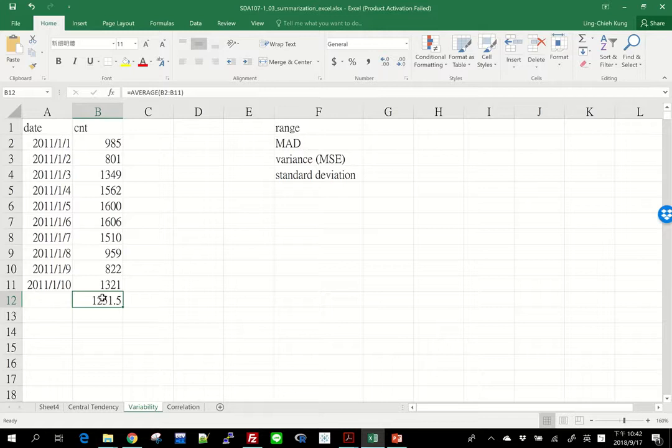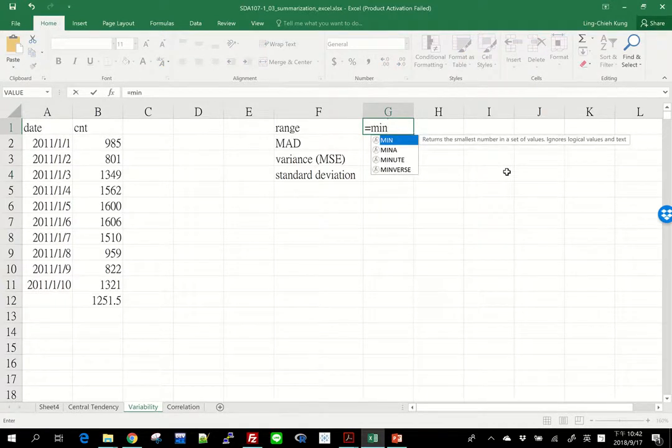Okay, so now let's try to do variabilities. There are a lot of different measures of variabilities, and here we're going to talk about range, MAD, MSE or variance, and the standard deviation. So let's try it. For range, in Excel, there is no function called range. What we may do is to use min or max.